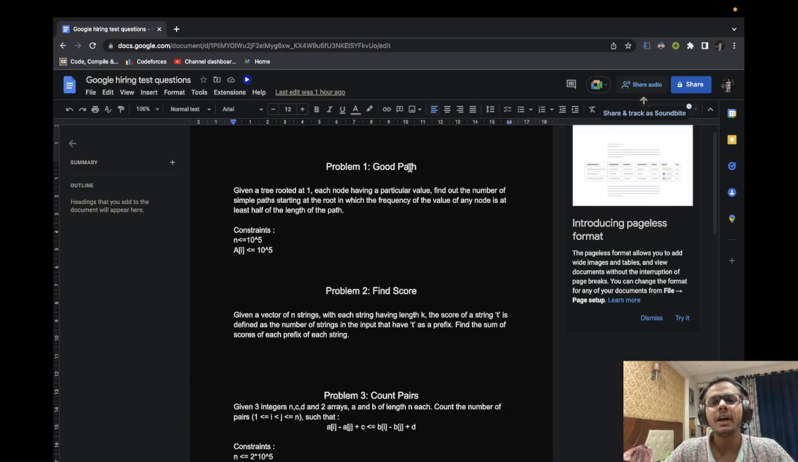So the first problem we have here is called good path. I'm not 100% sure about the names of the problems as well, but this is what my friends told me, so I'm going to believe them.